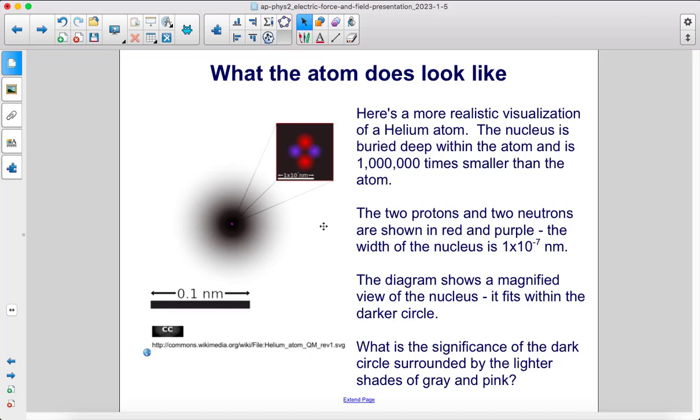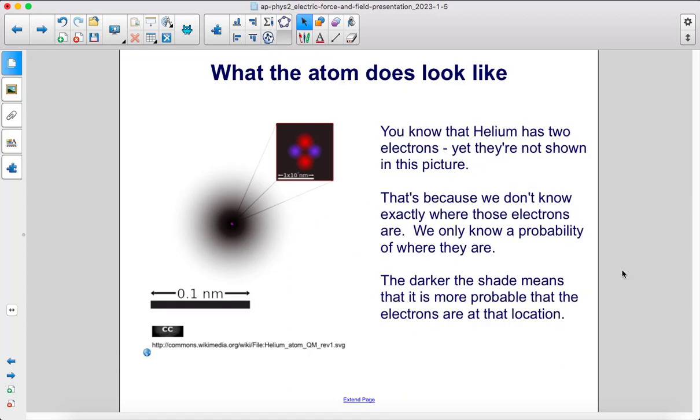What is the significance of the dark circle surrounded by the lighter shades of gray and pink? You know that helium has 2 electrons, yet they're not shown in this picture. That's because we don't know exactly where those electrons are. We only know a probability of where they are. The darker the shade means that it is more probable that the electrons are at that location.